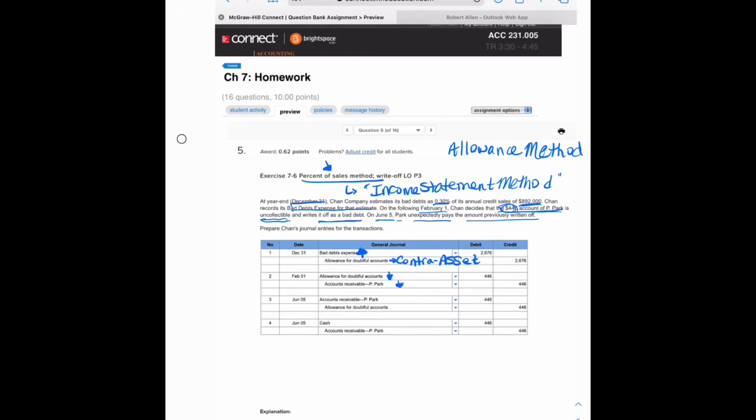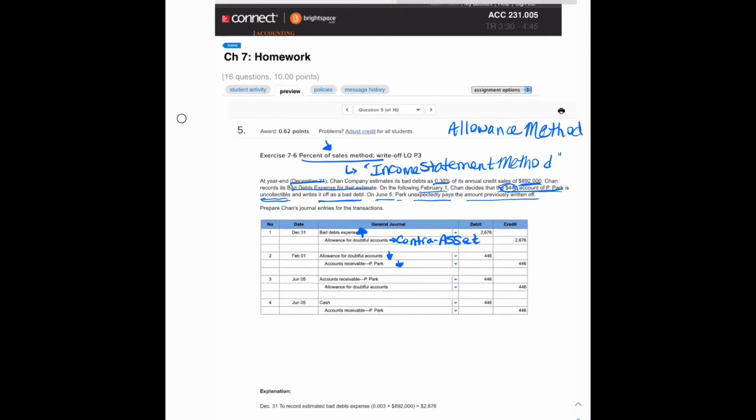Now the third part here, it tells us that on June 5th, they unexpectedly paid us the amount that we previously wrote off. So what this tells me then is that now I've got to come in here and actually restore this accounts receivable and then collect that accounts receivable. So in this case, when I need to restore this accounts receivable, I'm going to increase my asset, the accounts receivable account itself, by $446, which was the amount previously written off. Okay, right there. It was written off, but now it's being restored.